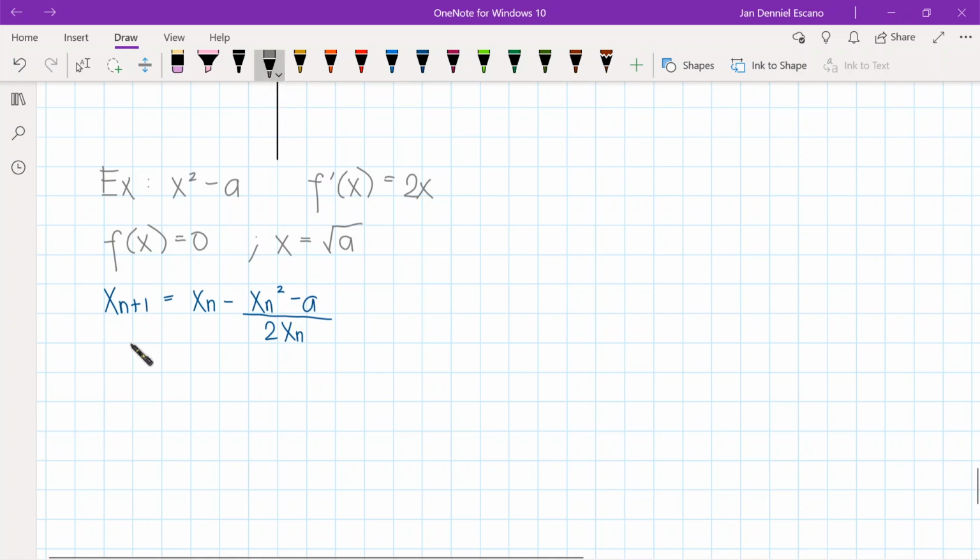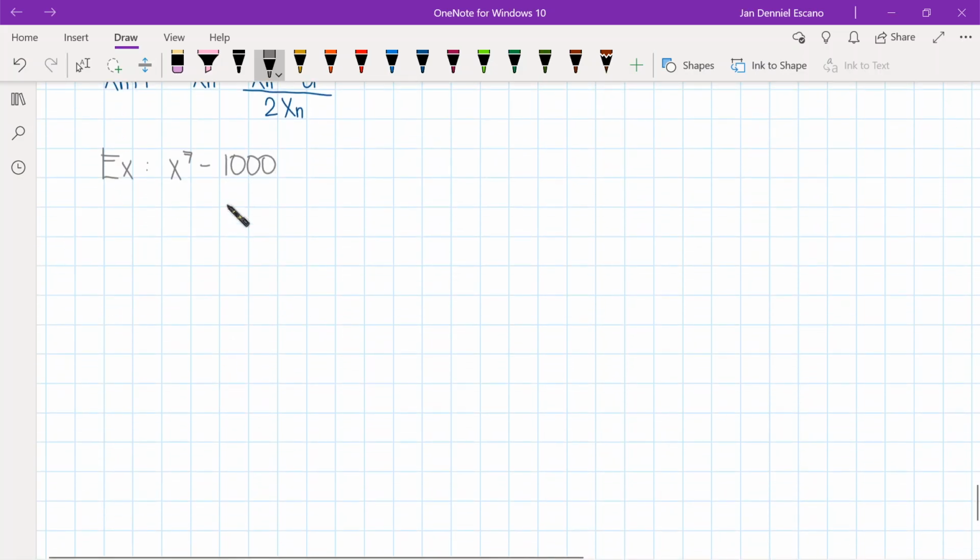But let's say that we're given an example wherein the function is x raised to 7 minus 1000. We cannot do this in our calculator because you will need a higher version of your calculator to solve this type of equation. But in numerical methods, we can solve this type of equation by using Newton's method.